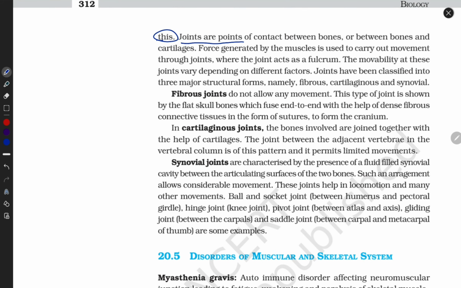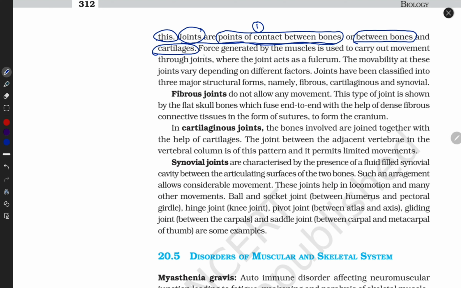Joints are points of contact between bones. This is the first definition: points of contact between two bones. Next, between bones, or between cartilage, or between bone and cartilage as well. So a joint can be a point between two bones, or between two cartilages.